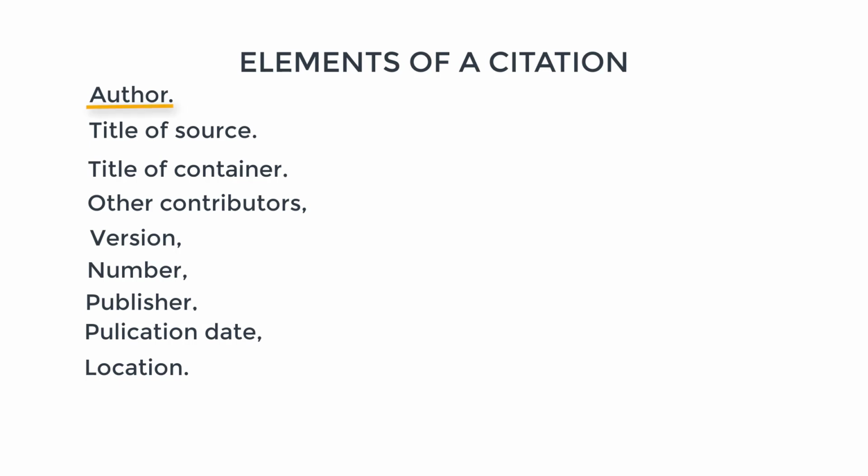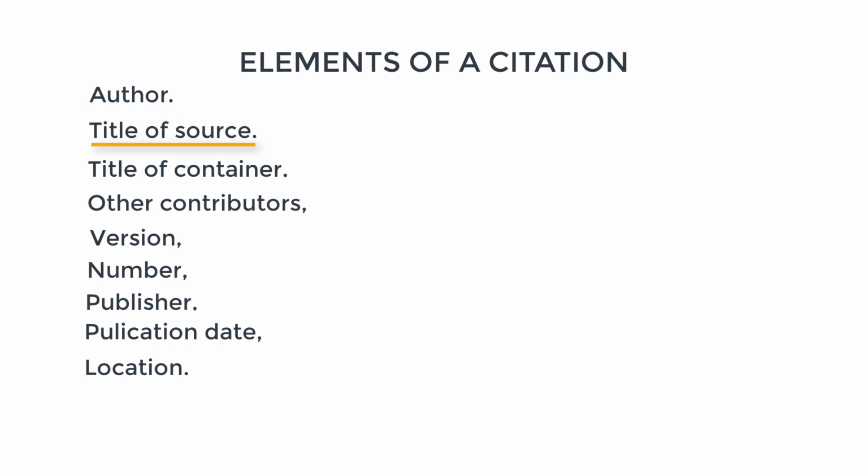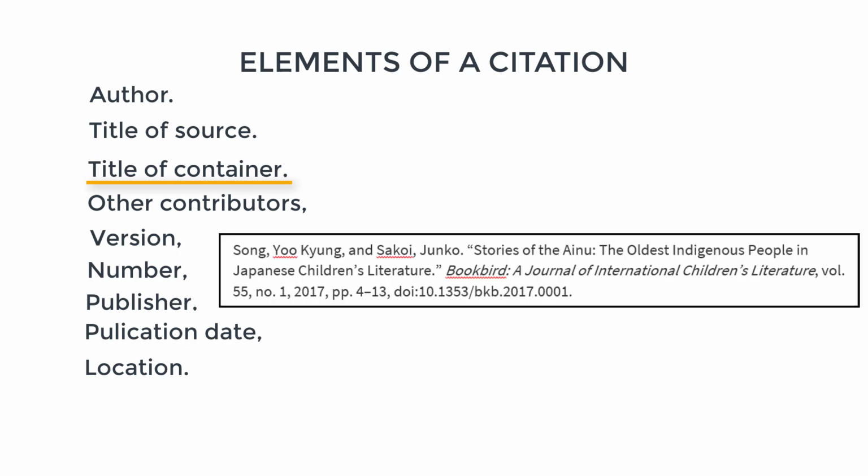Begin the citation with the author of the work in the format of last name, comma, and then the rest of the name, and end it with a period. Following that, add the title of the source. This could be a book title, article title, web page title, or other type of source. Next is the title of the container. The container refers to the larger whole in which the source is located. For example, when citing a journal article, the source would be the article, and the container would be the journal in which the article is published.